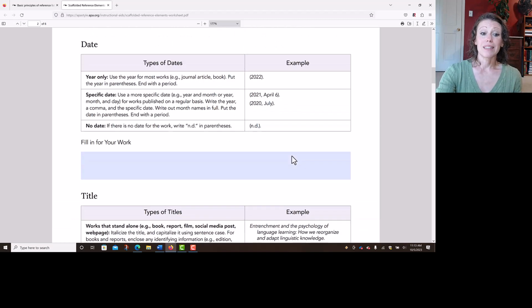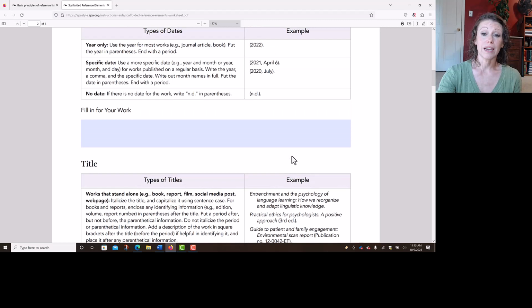The next element is the date. If you are citing a journal article or a book, you only need to use the year. The year goes in parentheses, and then again, you use a period to mark the end of the element. So the period goes outside the parentheses. If you are talking about something that is published, for example, online with a more specific date, things that are published on a regular basis, then you would do the year, comma, spell out the month, and then give the day if it's given. If it's just the month and the year, you do year, comma, and spell out the month. Again, it's in parentheses, and then there's a period at the end of that.